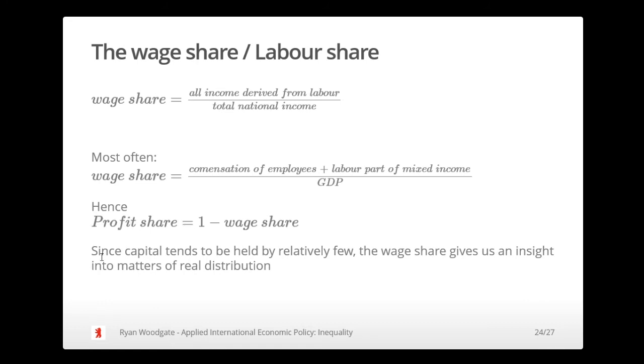Okay. And why is it useful? Well, because it expresses in one number a measure of inequality which is relevant very much still today. Because, of course, capital tends to be held by relatively few in the population. If capital was owned equally across the population, then this would be perhaps a meaningless measure, or at least not a very useful measure. But, of course, capital is not. So we can derive a measure of distribution from the national accounts itself, which is extremely useful for our purposes.